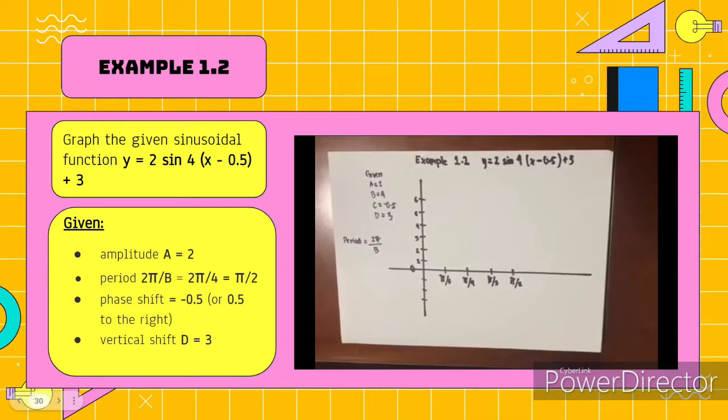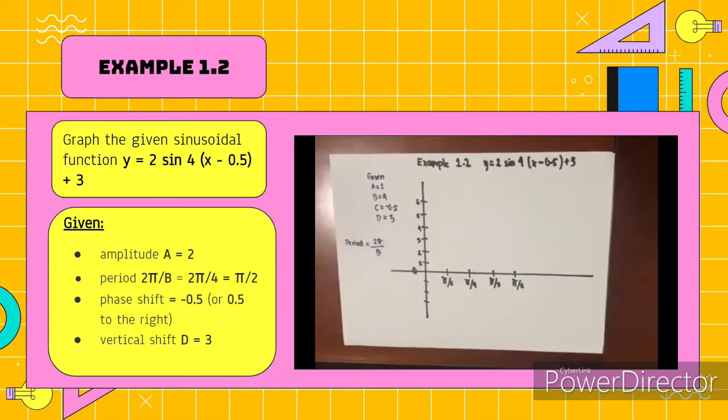Example 1.2. Graph the given sinusoidal function y is equal to 2 sin 4 multiplied to the quantity of x minus 0.5 plus 3. Given: amplitude is equal to 2, value of B is equal to 4. Phase shift, or C, is equal to negative 0.5, or positive 0.5 to the right. And then, vertical shift or displacement is equal to 3.